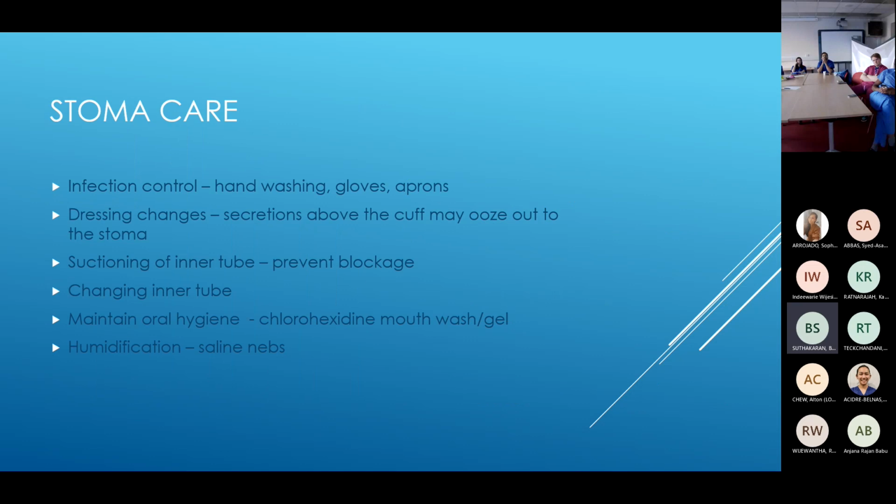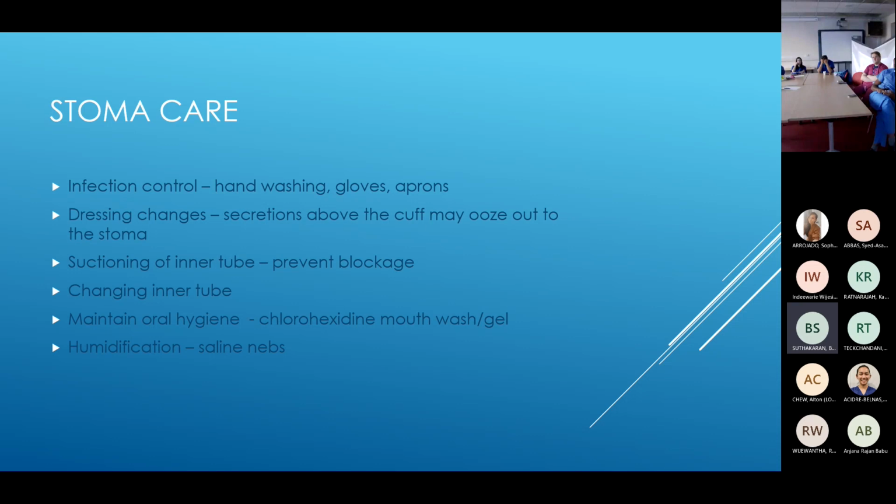Stoma care, so very important to take care of an opening, for obvious reasons. The main thing is obviously infection control. Dressing changes, because you can get quite a lot of secretions above the cuff itself, which can ooze out into the stoma, which can obviously cause infections and also just skin irritation.